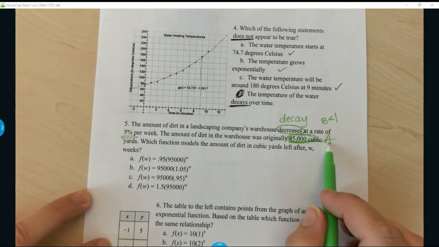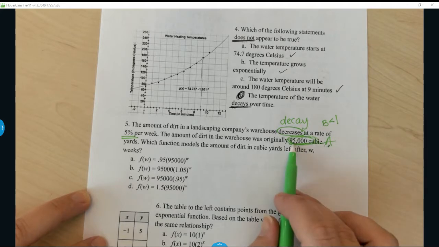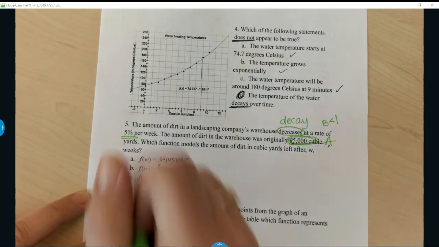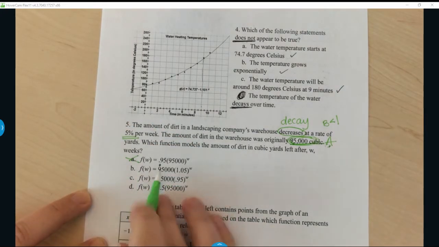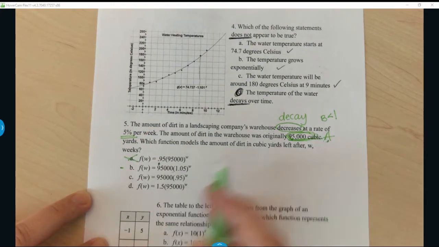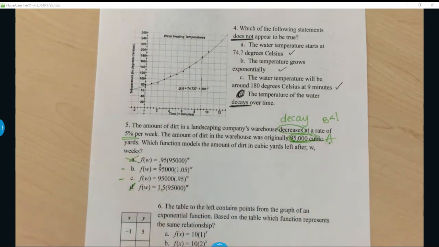So I'm going to focus on my A's first. My A, or the number in the A position, has to be 95,000. A, 95,000. Nope, that doesn't work. B, 95,000 in the A spot. Okay, that might work. C might work. And then D, definitely not 95,000 in the A spot.